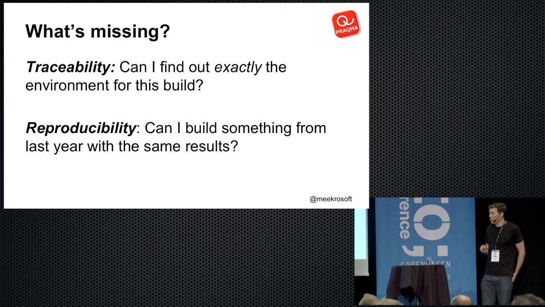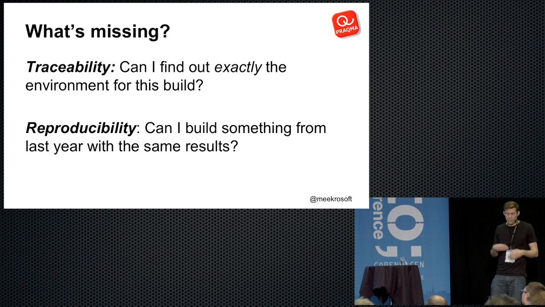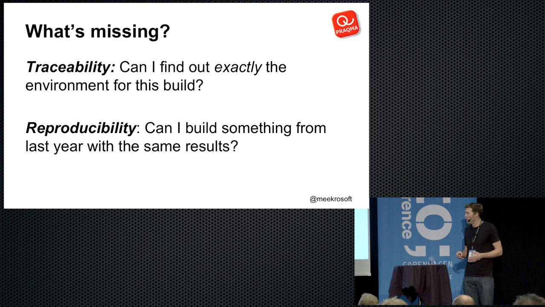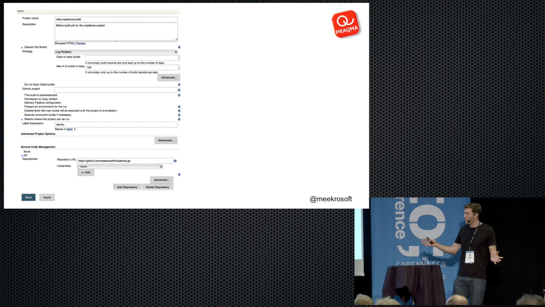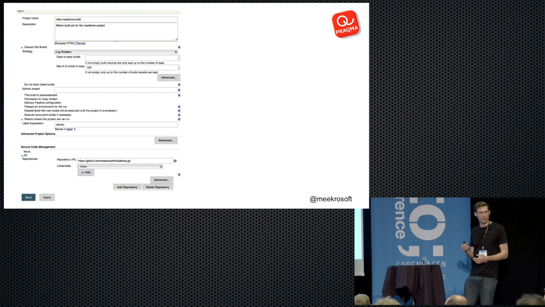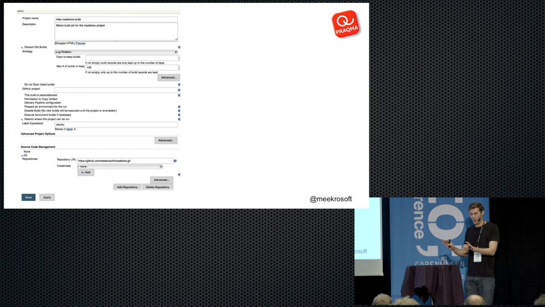But there's still a couple of things missing from that equation. Is like the traceability is, even if you put it in a build script, how can you find out exactly the build environment for this build? And the second thing is reproducibility. Even if you have it as a script, can you build the thing again with the same results? And as engineers, we say, okay, well, I've seen people talk at conferences about continuous delivery. I know, I just have to put this in Jenkins. And so they create a Jenkins job with all that information. And that is an improvement, because then you have at least one place where you have that global context.